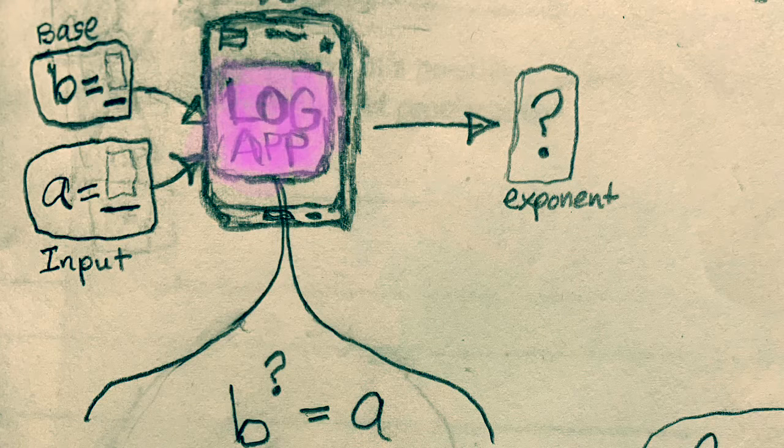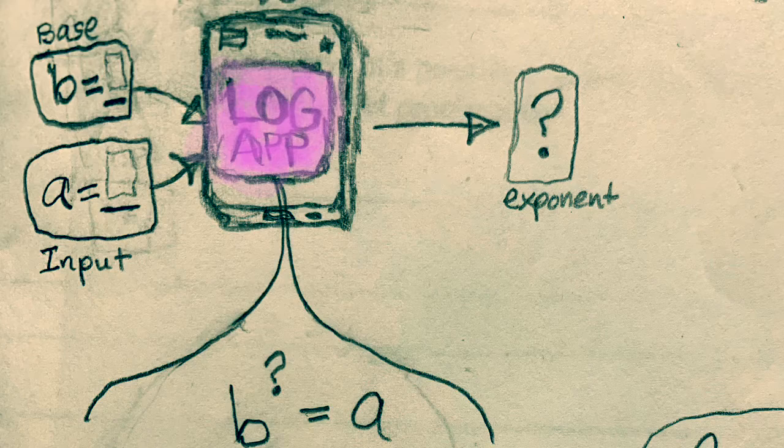A log is like an app on your phone. Before you use the app, you have to set the base, B. So tell your phone what B should equal. And you need to set the input, A. You need to tell your phone what A should equal. And the application will tell you what the exponent should be, what the question mark should be.